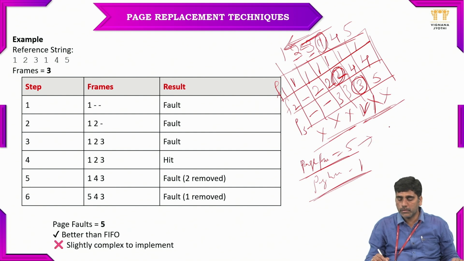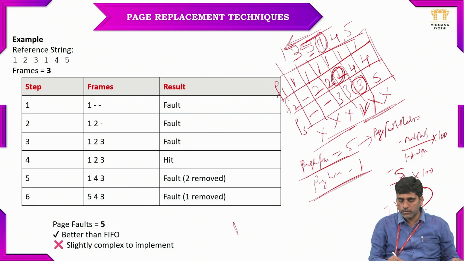So how can we calculate the page fault ratio? Number of page faults divided by total number of pages, into 100. How many page faults occur? 5 page faults occur, divided by the total number of pages available, 6, into 100. So 500 divided by 6 is 83. So 8.3 is the page fault ratio.